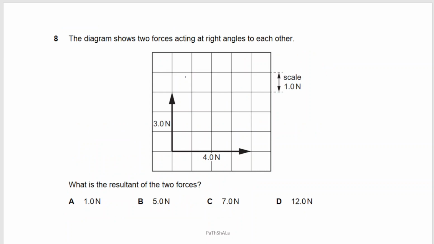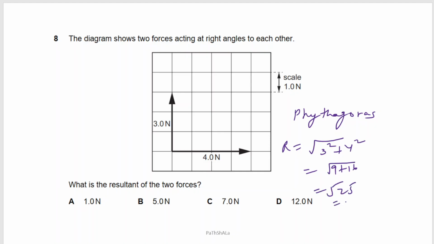The diagram shows two forces acting at right angles. When the forces are acting at right angles, we can use the Pythagoras theorem to find the resultant. In this case, the resultant is the perpendicular squared, which is 3 squared, plus the base squared, which is 4 squared. So we get 9 plus 16, which gives root 25, which gives us 5 Newton. The answer is 5 Newton. You can also use a scale method: you can simply draw a line and measure it.